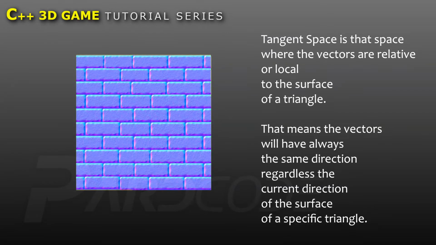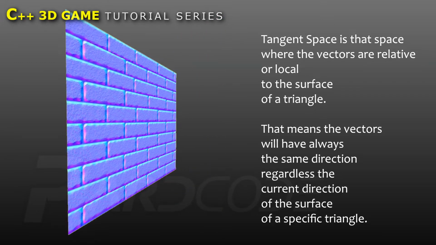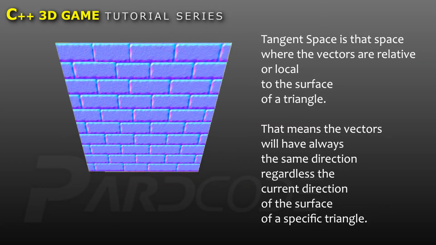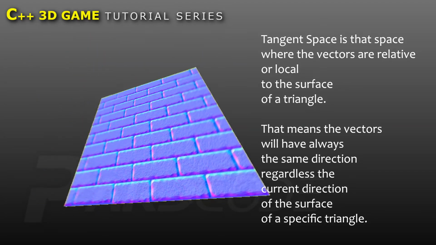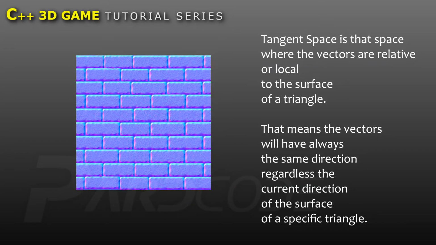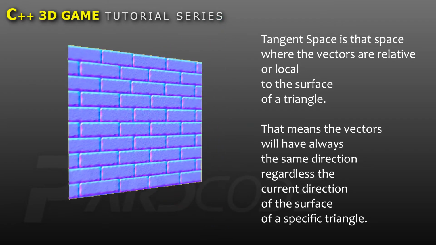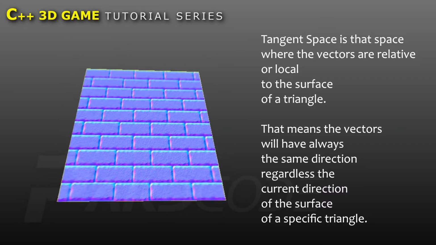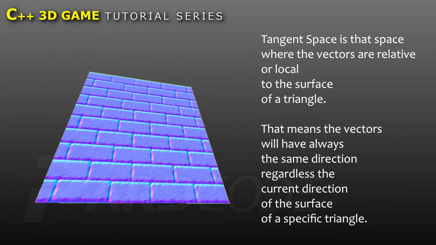Tangent space is the space where the vectors are relative or local to the surface of a triangle. That means the vectors will always have the same direction regardless of the current direction of the surface of a specific triangle. Also, in this space, the normals always point roughly along the positive z-axis. That's why the normal map has a general blue tint most of the time. The variation of colors across the normal map represents normal vectors that change direction with respect to the positive z-axis, giving a sense of depth to the texture.